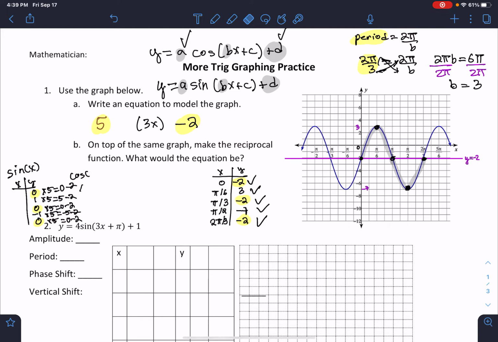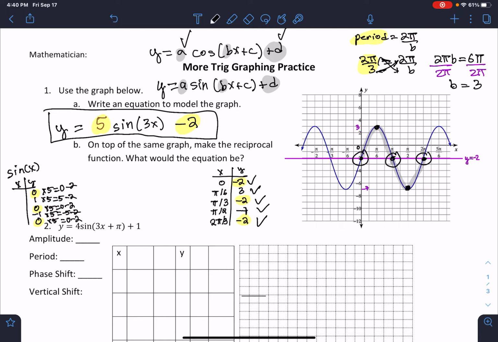There's no way that cosine is right, because this matches a sine graph perfectly. These 3 points right here were not affected by the amplitude, which was 5, right? Because if you do 0 times 5, it's 0. But all these points were pushed down 2. So I know that this has to be sine, and that this is my final answer. So that's how I would approach this.